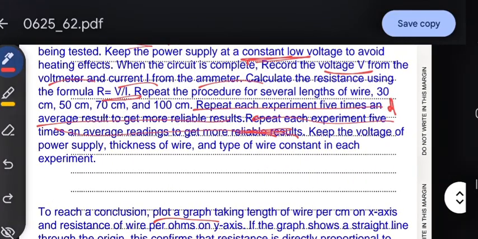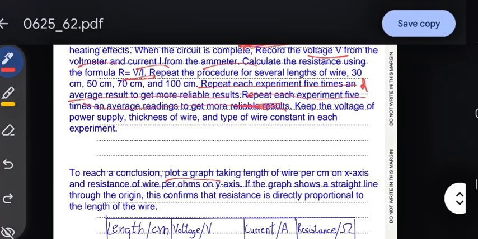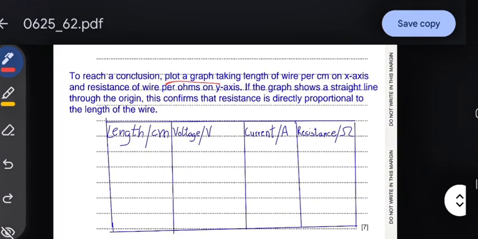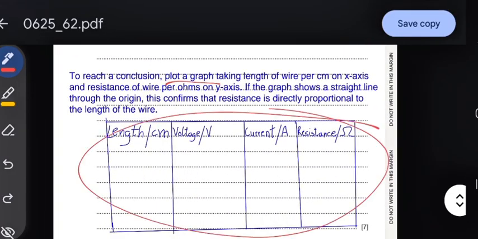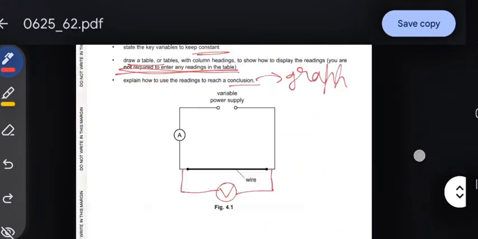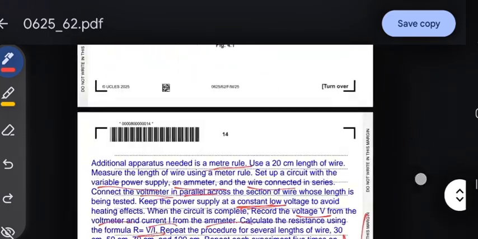Anyways, keep the voltage of the power supply, thickness of wire, and type of wire constant, because the asterisk variables have to be kept constant. And this is the table I've drawn. You must draw it by following the points. Try to go with the points, but I drew it in the end.